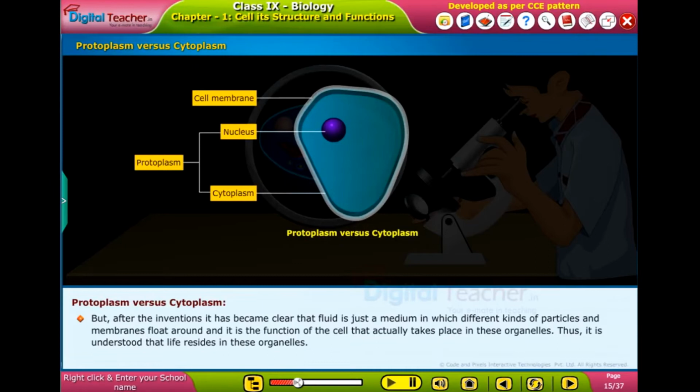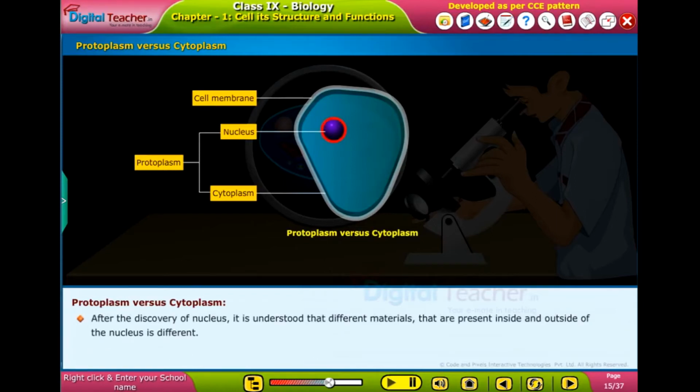But after the inventions, it has become clear that the fluid is just a medium in which different kinds of particles and membranes float around, and it is the function of the cell that actually takes place in these organelles. Thus, it is understood that life resides in these organelles.